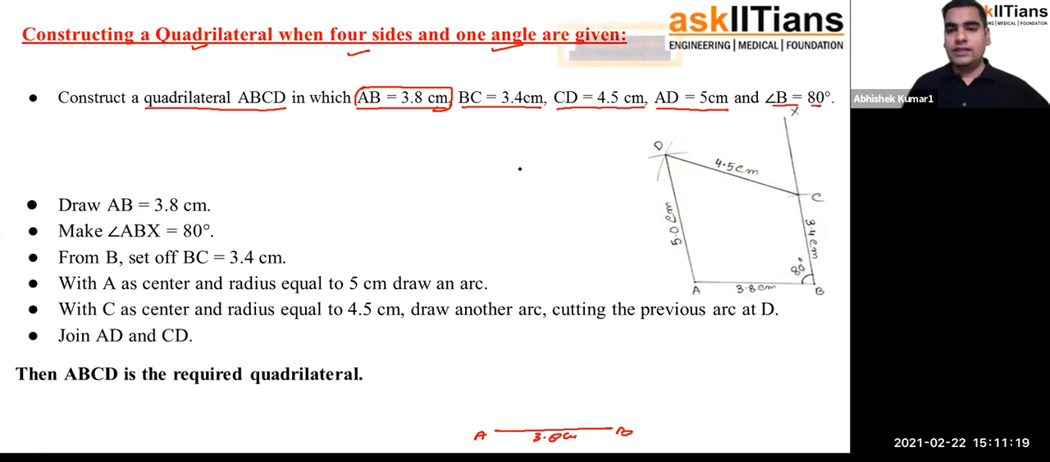You are provided BC is equal to 3.4 centimeter and angle B is 80. So you have to keep both the things in mind, that the value of angle B is provided to you. That value is 80 degree. That's an acute angle, but lesser than 90 degree.